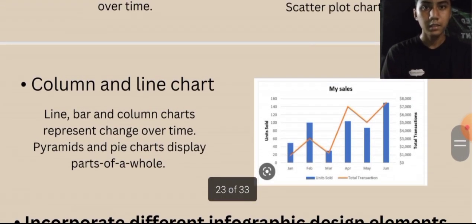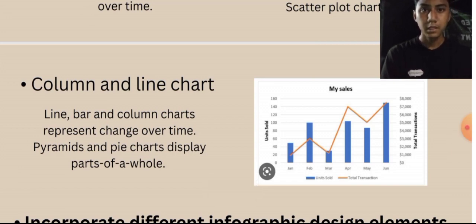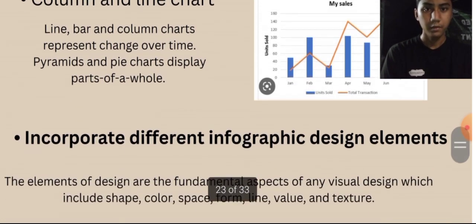And lastly, column and line chart. Line, bar and column charts represent change over time. Pyramids and pie charts display part of a whole.